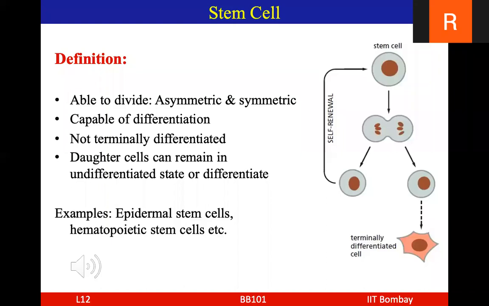For example, epidermal stem cells are those present in the epidermis. Epidermis is the outer layer of the skin. You all know that skin continuously regenerates, so it needs a lot of stem cells, right? And with hematopoietic stem cells, your blood continuously needs a new supply of cells. That's why hematopoietic stem cells are there in the bone marrow.